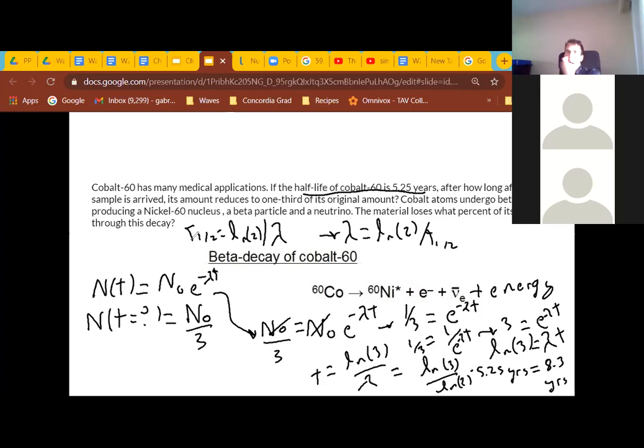So that's it, you just solve for time. And the answer makes sense, right? Because a half-life is 5 years, so you lose a half of the sample in 5 years, you lose 3/4 in 10 years, so you're going to lose 2/3 somewhere in between.